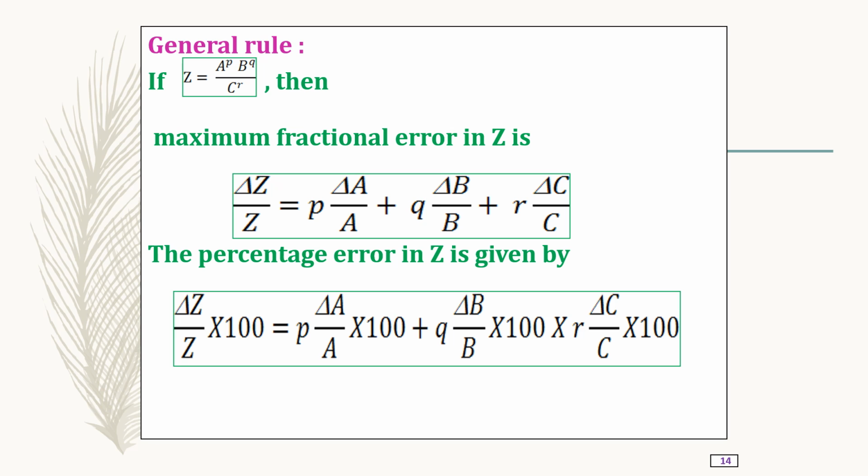So the percentage error in Z is given by, so if they ask for percentage, you have to multiply with 100. So we'll get it as delta Z by Z into 100 is equal to p into delta A divided by A into 100 plus q into delta B divided by B into 100 plus r into delta C divided by C into 100. This is the general rule.